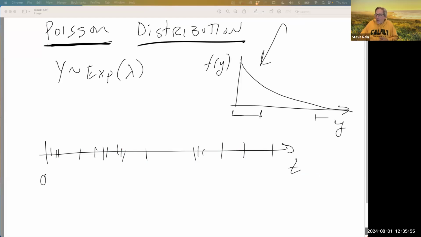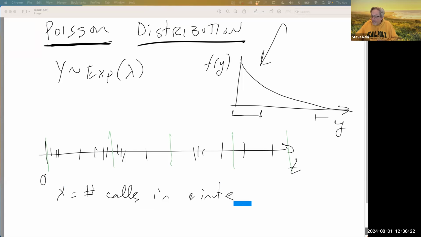And if we take our time and then keep track of the number of calls per unit, and let's say this is 1 minute, here's another minute, here's a third minute, there's a fourth minute. And X here is just the number of calls in a minute. So in this case, X looks like it'd be 1, 2, 3, 4, 5, 6, 7. Here, X would be 4. Here, X would be 4. Here, X would be 2.